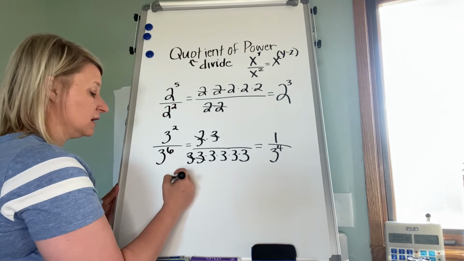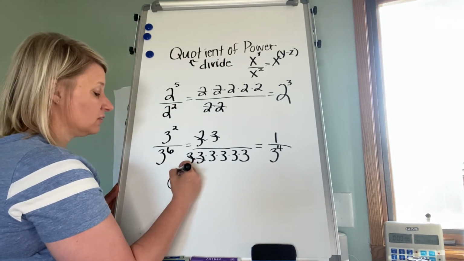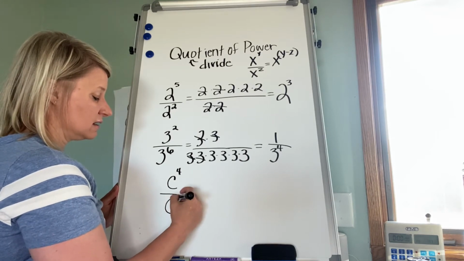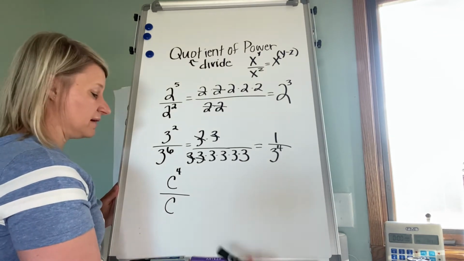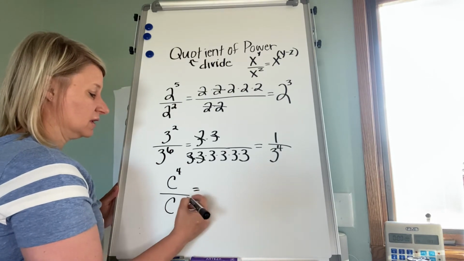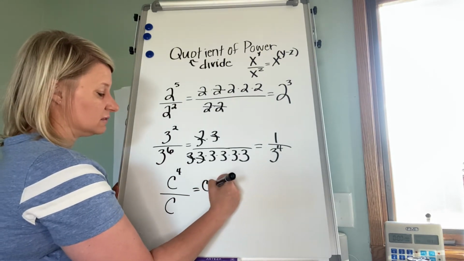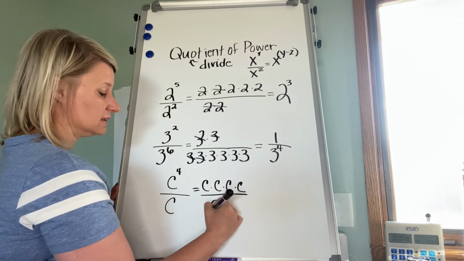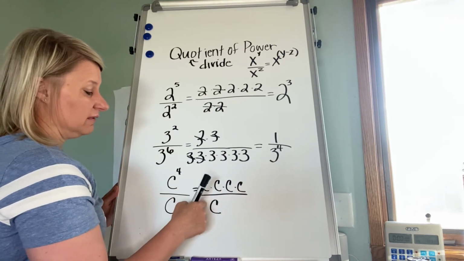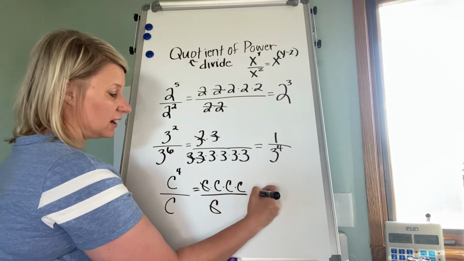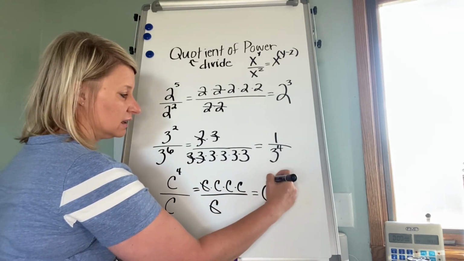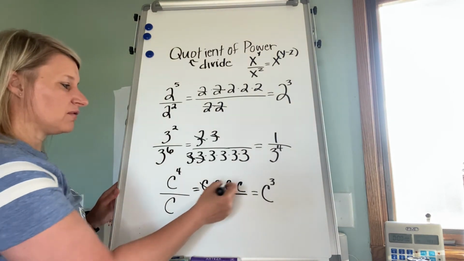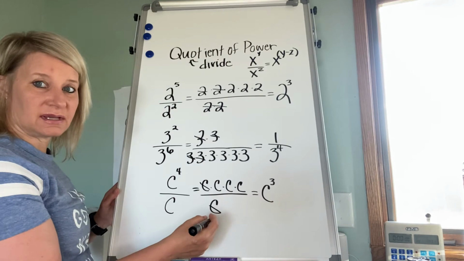So then let's look at it from a variable standpoint. So let's do c to the 4th over just c. I'm just making these up as I go. So we know this is c times c times c times c, right? And this is just c. So we have a c divided by c, so that's 1. So I'm left with c cubed. Okay, makes sense?